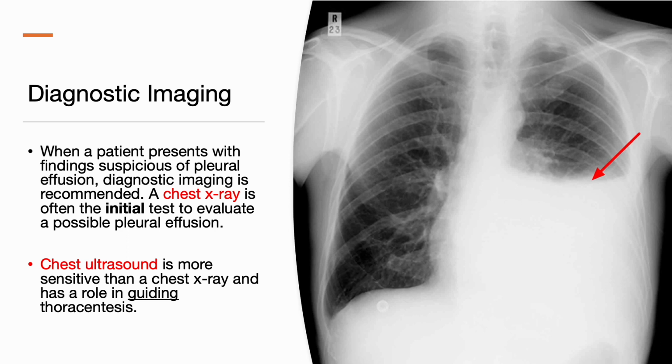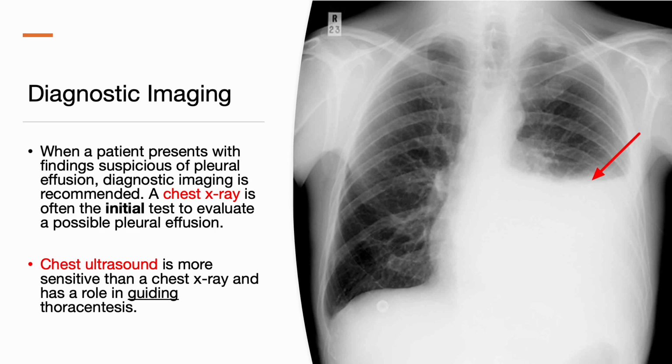Conversely, in the lateral chest view, as little as 50 ml of fluid may be detected with this sign. Chest ultrasound is more sensitive than a plain radiograph and is highly useful for diagnosing pleural effusion. It also plays a critical role in guiding thoracentesis, a procedure for fluid removal from the pleural space.